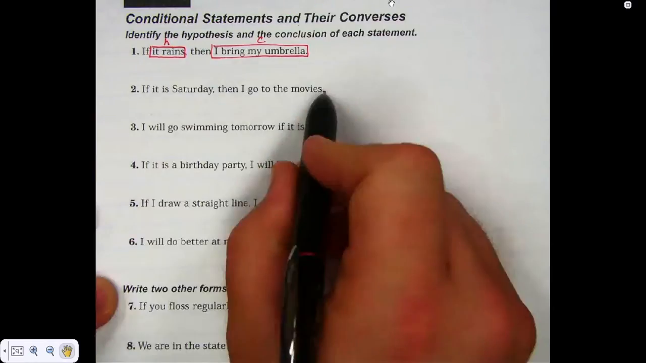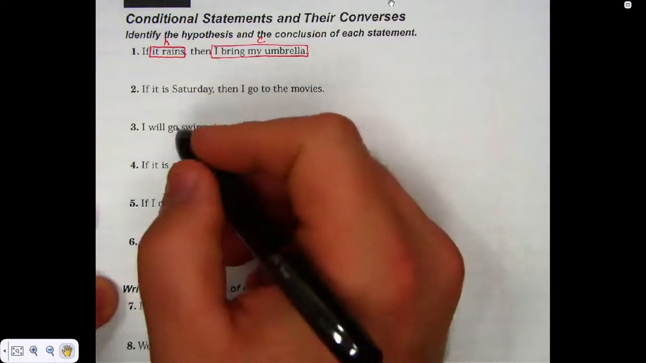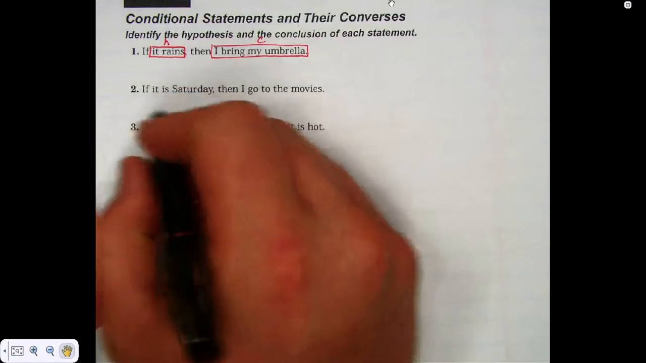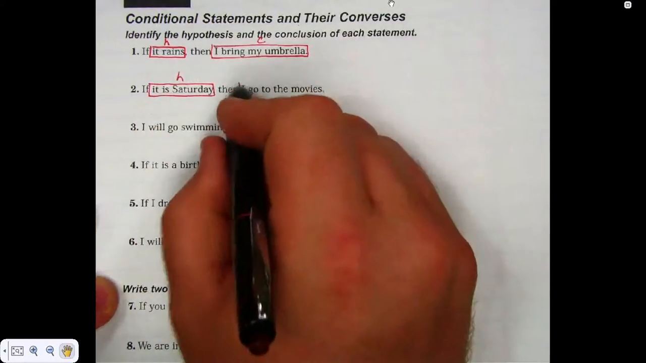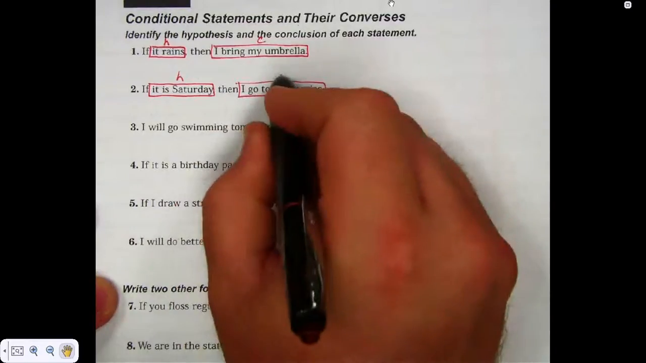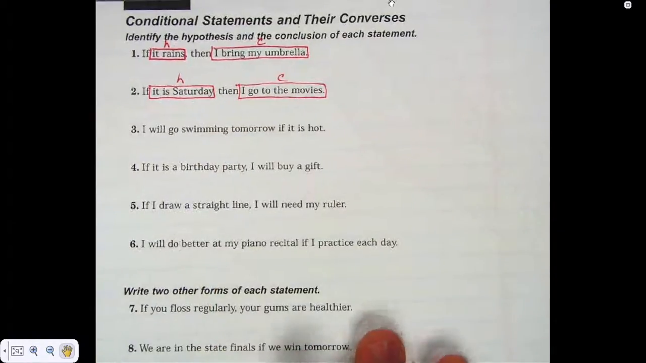Then you would write that down. What is my hypothesis here? If it is Saturday. That's my hypothesis. What is the conclusion? Correct. Now, here's another thing. It's not necessarily first and second. It's the condition or the hypothesis that happens, and then what happens as a result.